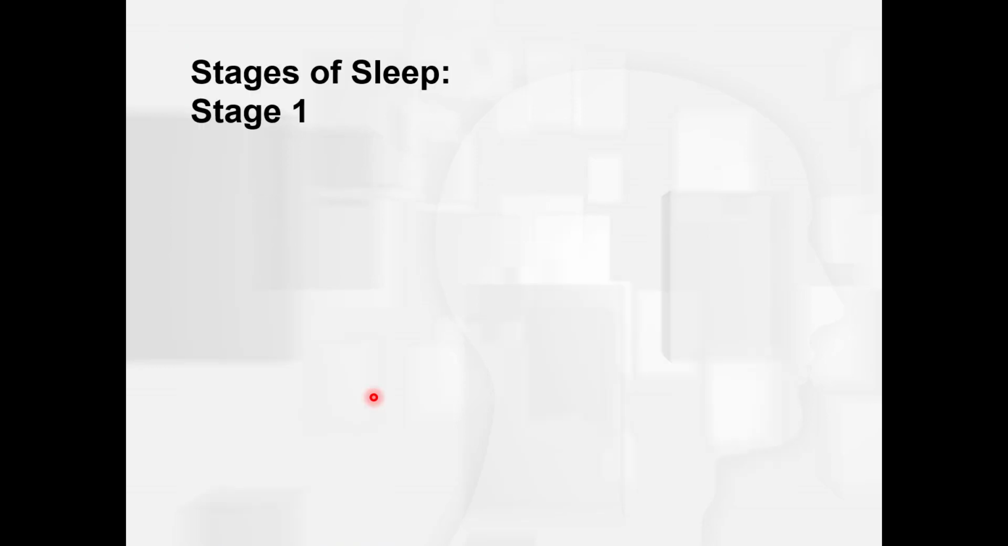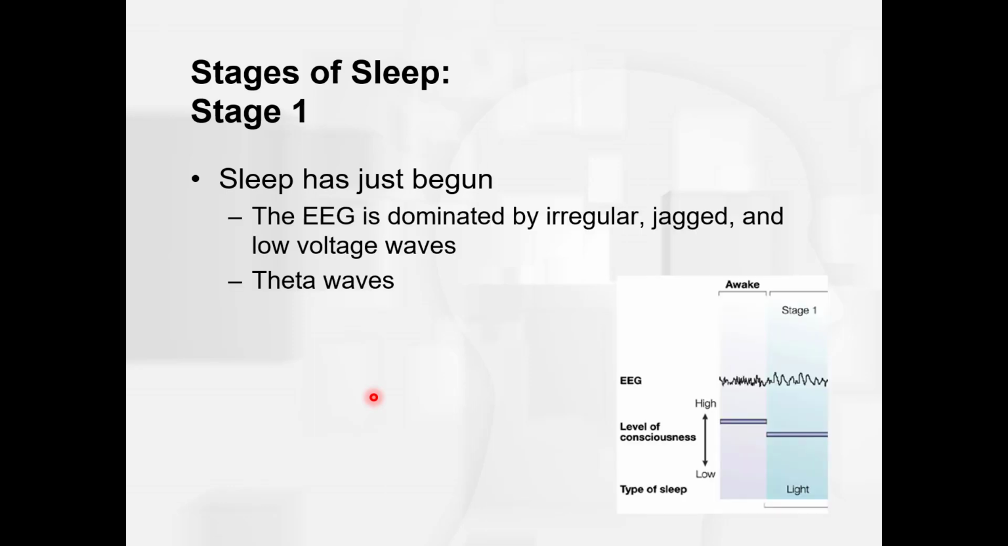All right, so first we get into stage 1. Stage 1 is when sleep has just begun, so it's dominated by irregular, jagged, low voltage waves called theta waves. Here you see what it looks like when we're awake, and here now it's kind of slowed down a little bit. You can see how they're irregular. They're not the same. They're very jagged and very low voltage. So this is considered light sleep.